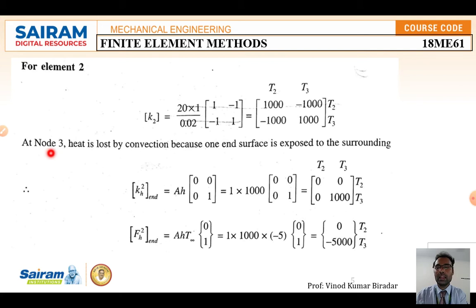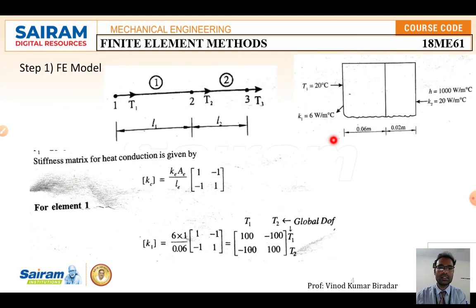But at node number 3, heat is lost by convection, because one end surface is exposed to the surrounding. At node number 2 nothing is exposed, there is no restriction. So the heat flows from node number 1 to node number 3, which is exposed to the surrounding.